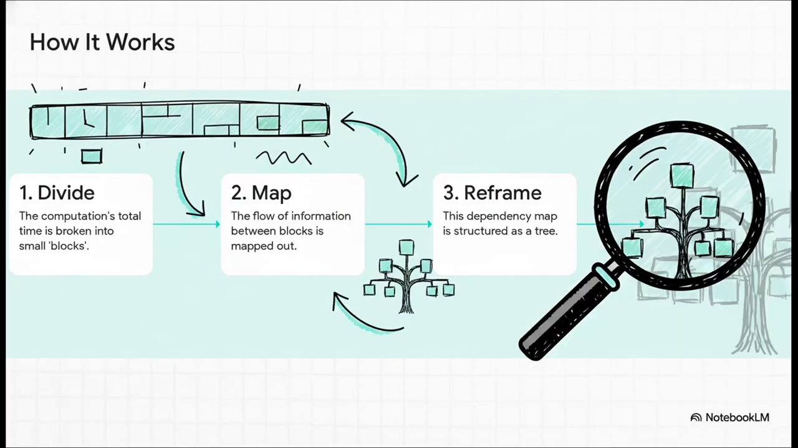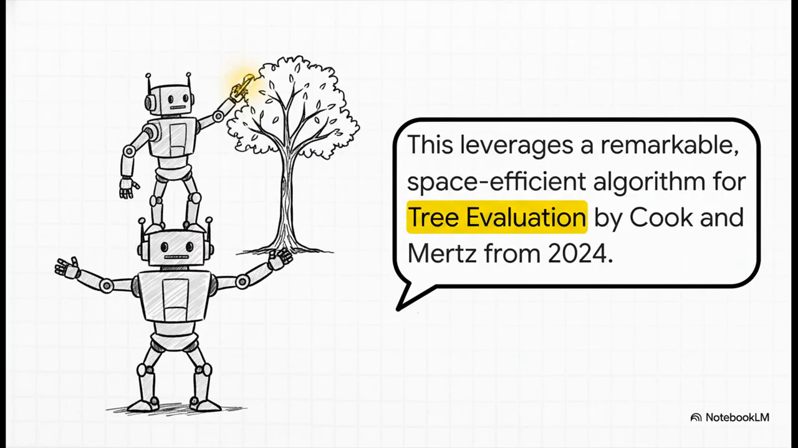So here's how it works. First, the whole timeline of the computation is chopped up into smaller blocks. Next, you map out how information from an early block might influence a later one. Then you take this map of dependencies and you structure it as that tree we were just talking about. And finally, and this is the absolute key, a hyper-efficient algorithm navigates this tree to find the final answer, calculating only what it needs for the current step and then tossing it. That's how it saves an incredible amount of space. And you know, a breakthrough like this doesn't just happen in a vacuum. It was only made possible because of another very recent paper from Cook and Mertz. They're the ones who developed the amazingly efficient algorithm for tree evaluation that this whole new simulation is built on top of.